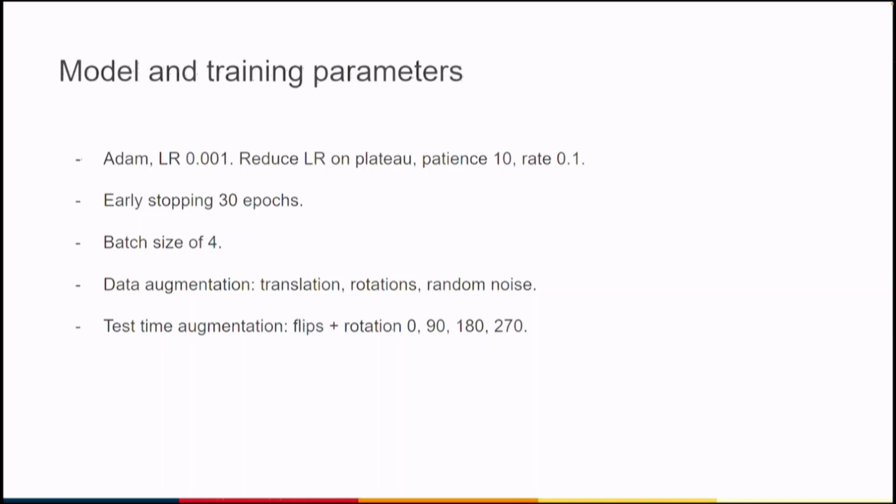The model and the training parameters are as follows. We are using Adam as the optimizer with a learning rate of 0.001. We are reducing the learning rate on plateau, using early stopping, and the largest batch size that we can fit in our GPUs. For data augmentation, we are using translations, rotations, and random noise. For the high-level model, the rotations were limited to small angles, but for the low-level models, we use full flips both in the horizontal and vertical position.